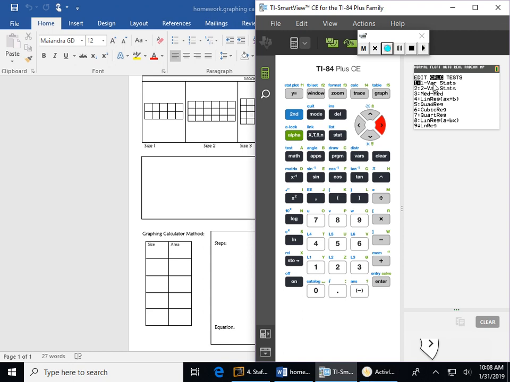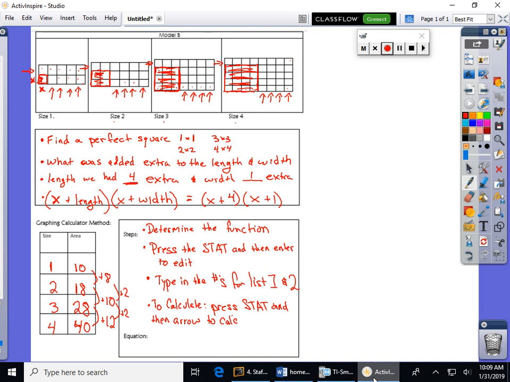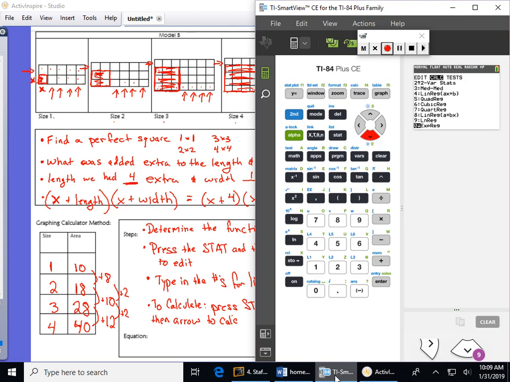We have 1 variable stats, 2 variable stats. Number 4 is a linear regression, for our linear equation. Number 5 is for a quadratic regression, which is for our quadratic equation. And if we keep going down, number 0 is for our exponential regression, so our exponential equation. We want to determine what type of function we have, and we said we had a quadratic function. So we want number 5 for quadratic, and we hit enter.